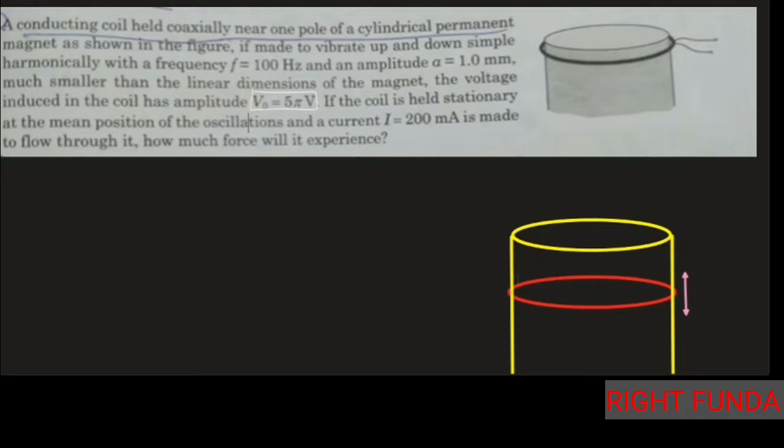Now the coil is kept fixed at this mean position and a current is made to flow through it. If a current of 200 milliampere flows in the wire in the same magnet, how much force will it experience? Now you understood the question. Pause the video and try solving the problem. After you try, resume the video and you can see the solution.